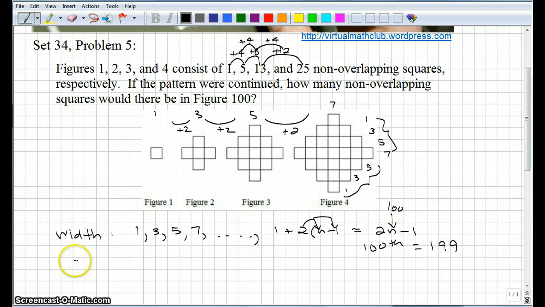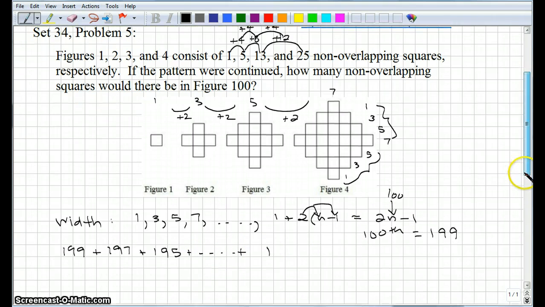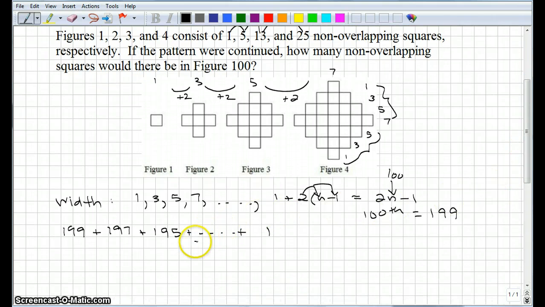Okay. And then the subsequent rows, let's take the rows above it. We'd have 199 in the middle row, and the row above it would have 197, and the next row up would be 195, and so on until we finally get to 1. Okay? And we had a tricky little way to add an arithmetic series, and if you haven't seen that, I recommend you take a look at my videos on arithmetic series under the lessons section.